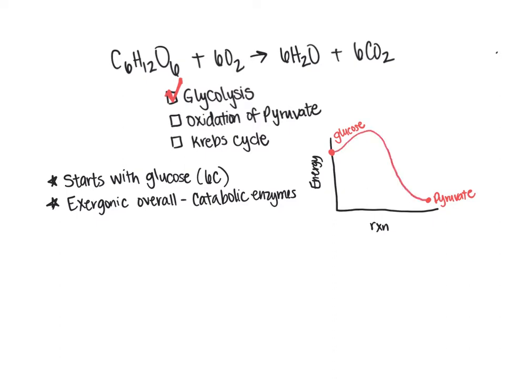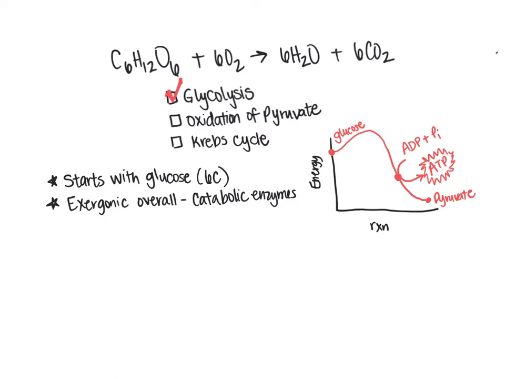With these exergonic reactions, don't forget, we can use that change in energy, the release of some of that energy, to phosphorylate ADP into ATP. Although some of the energy released is going to be lost as heat.